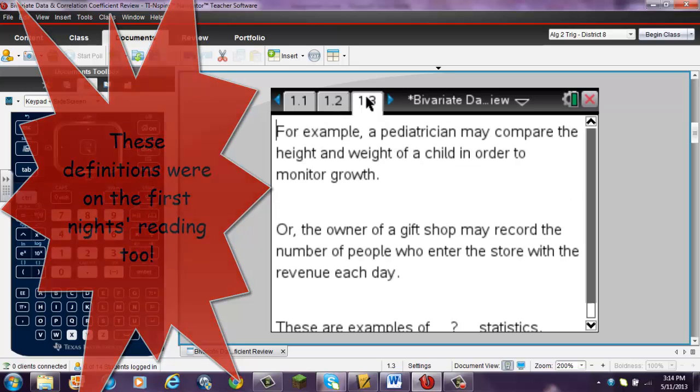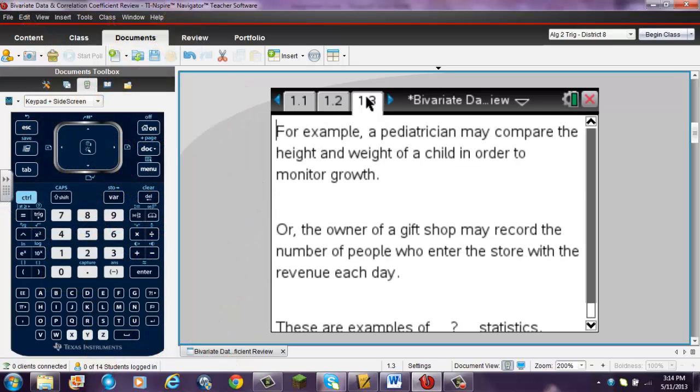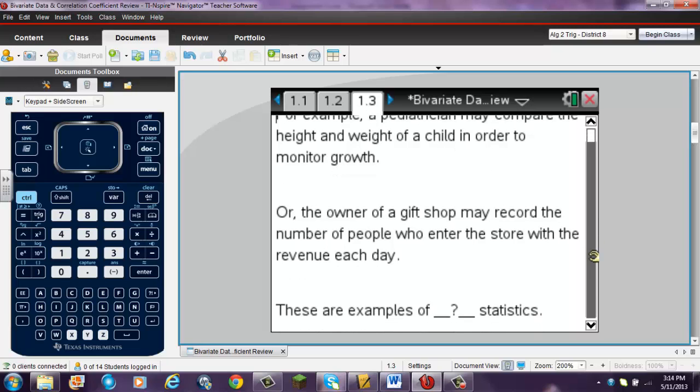On page 1-3, for example, a pediatrician may compare the height and weight of a child in order to monitor growth. Or the owner of a gift shop may record how many people enter the store with the amount of money made each day. Those are both examples of bivariate statistics.